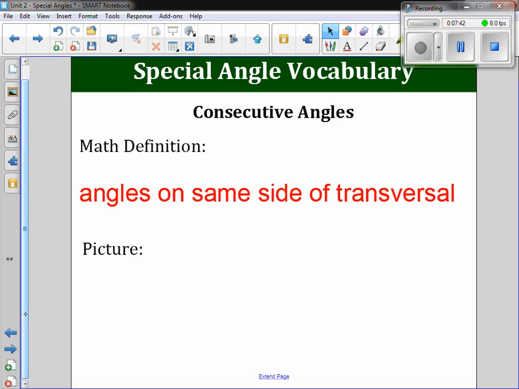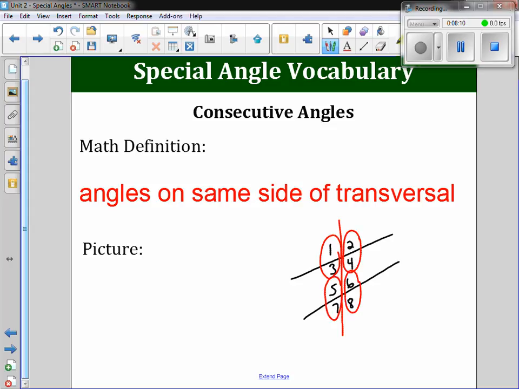Consecutive angles are angles that lie on the same side of the transversal. So here are our two lines, and here is our transversal. They are going to be the ones that are on the exact same side. So therefore, these are consecutive, these are consecutive, these are consecutive, and these are consecutive. I can also state that 3 and 5 are consecutive and 4 and 6 are consecutive.